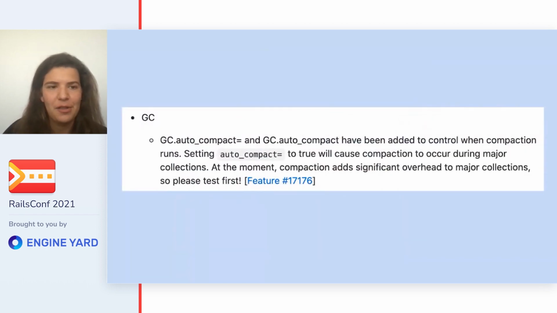Except, and I know this is a big slide faux pas to have so much text, but you don't have to read it for now. This is from the Ruby 3 release notes, which came out in Christmas of last year. There was a little section about GC, and at the end of that section, it said, please test first, which is great, except in order to test first, we have to actually know what's going on here.